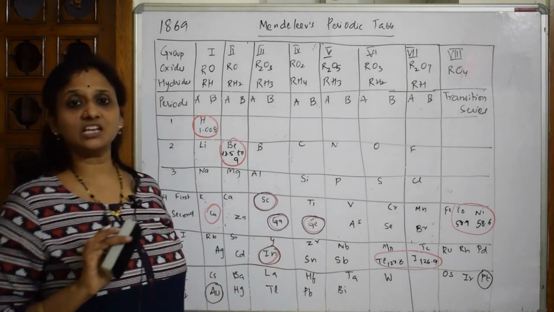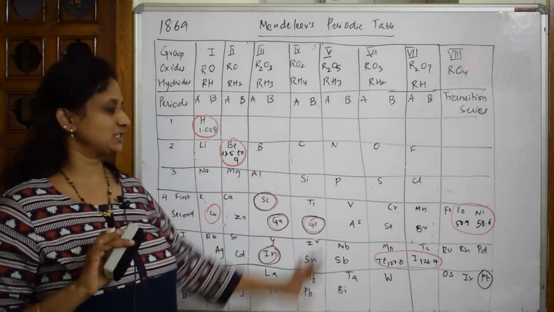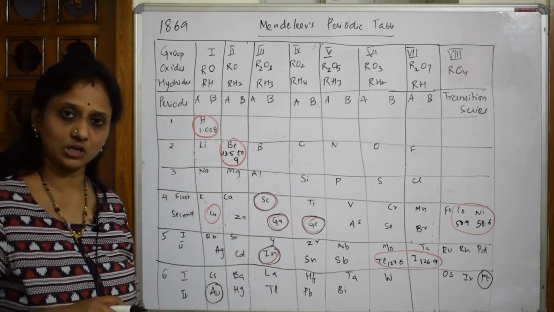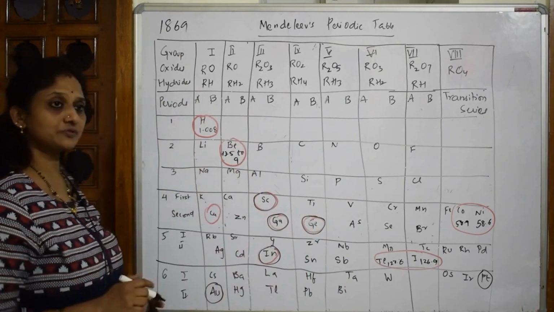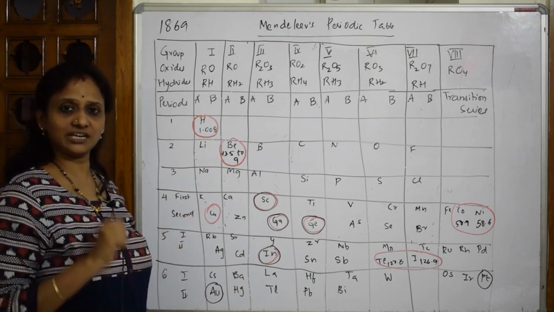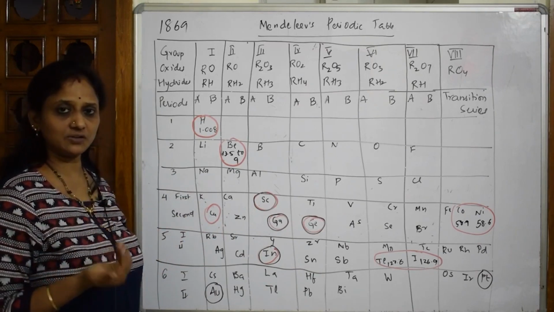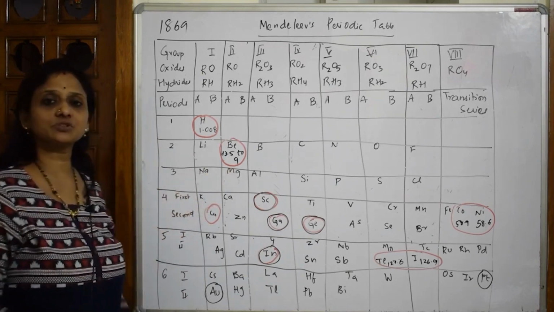Now let's see what he actually did. Almost 65 elements were available to him, and he placed all of them in this particular table. So first I told you the year, 1869, then Dmitri Mendeleev, then the definition. Now let us come back to his assumptions.